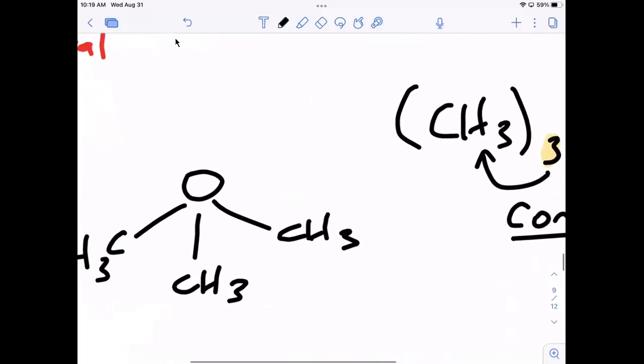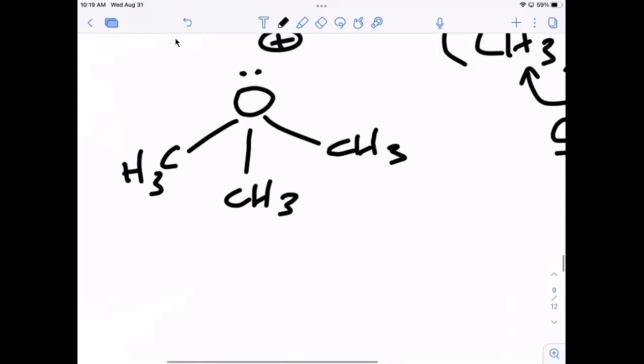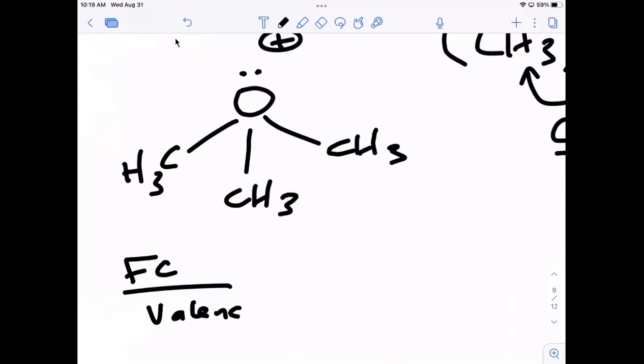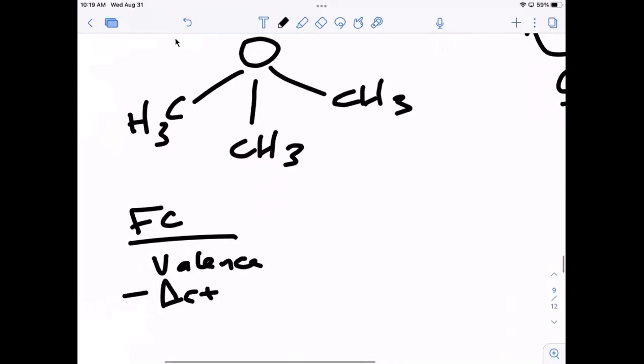And oxygen in this case is going to have a lone pair and a positive charge. All right. How do I calculate that positive? How do I know that charge is going to be +1? What can I do to figure that out? It's going to be valence minus actual. That's going to give me the formal charge.